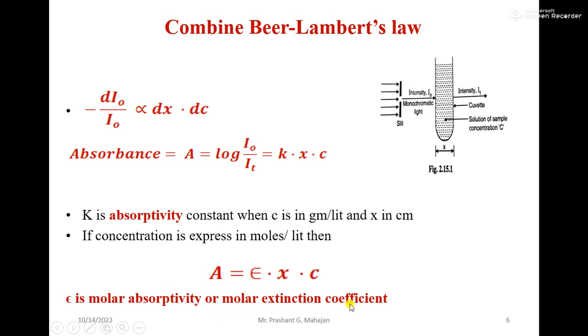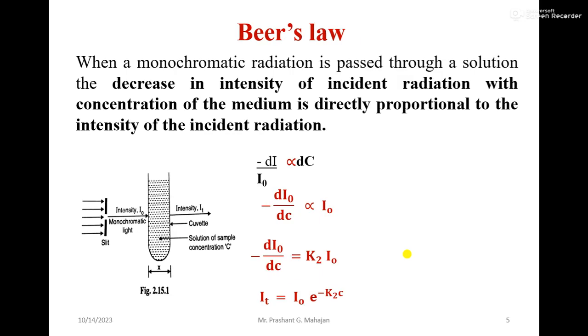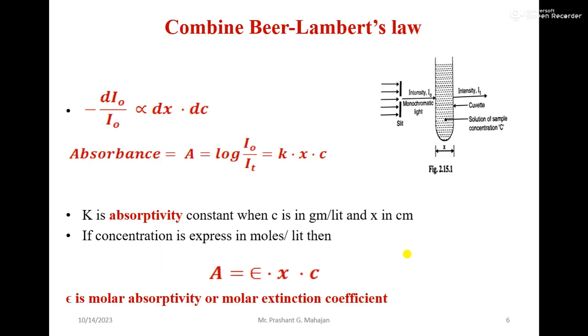or molar extinction coefficient. Simply, we can relate Beer's and Lambert's law to colored cloth. In winter season, generally we wear colored clothes. Those colored clothes absorb heat and keep our body warm. That is related to Beer's law. The more the color, the more the concentration, the more the absorbance. That is called Beer's law.